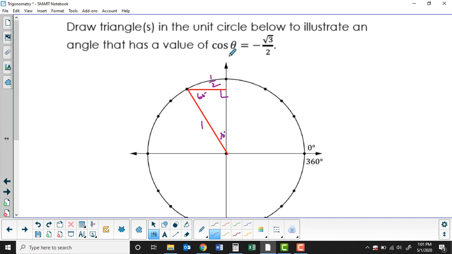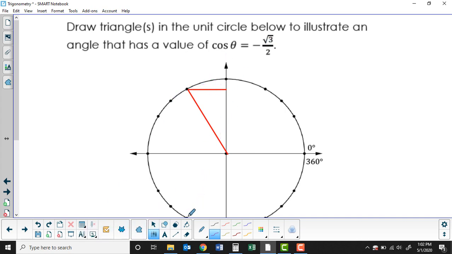Remember, cosine theta is x. Well, this is not this. Everybody see that? So that's definitely not the way it's going to go, because that's going to give us an x, or a cosine theta, of negative 1/2 because we are going to the left. But it's not going to be this one. So that's actually not the right way to do this one.